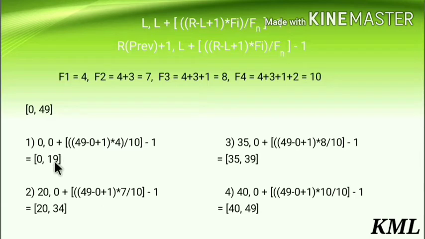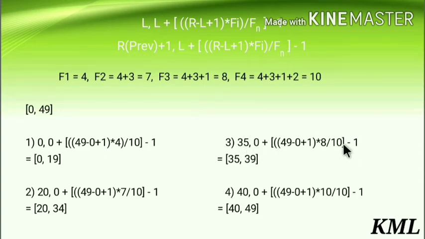Next, write the right of the previous plus 1 as the left of the current one. So 19 plus 1, 20. Now calculate the right-hand side. L is 0, L plus (R minus L, 49 minus 0 plus 1) into F2, because this is the second subinterval. F2 divide by Fn, Fn is 10, minus 1. First evaluate this, multiply, division, then subtraction, then addition. You get 34 here. So this 20 as it is, and this evaluates to 34. Next, write the right of the previous plus 1 as the left of the current one. So you get 34 plus 1, 35.